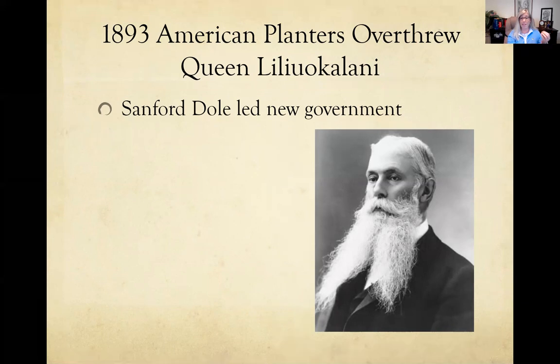in power. And Sanford Dole, if you've ever heard of Dole pineapple, there is a huge Dole pineapple plant in Hawaii. And this is where it started, with Sanford Dole. And he becomes the leader of this new government. Now, I ask the question, does he truly want to remain an independent nation, or what does he actually want? He wants to be annexed by the United States.